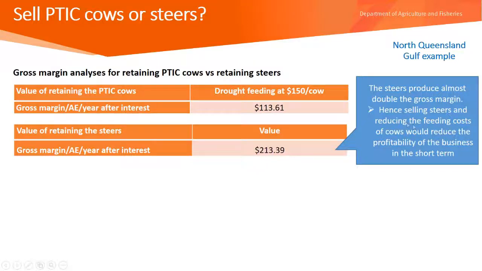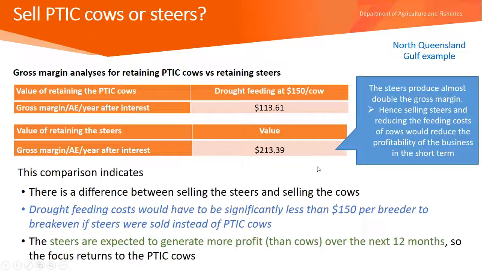Hence, selling the steers and reducing the feeding cost of cows would reduce the profitability of the business in the short term. So on that basis, we probably think about selling the cows. So the comparison indicates there is a difference between selling the steers and selling the cows. It's quite a difference in the impact on the profitability of the property over the next 12 months.